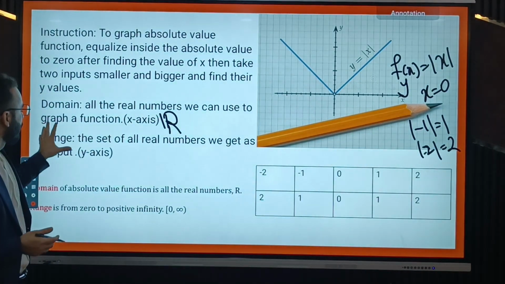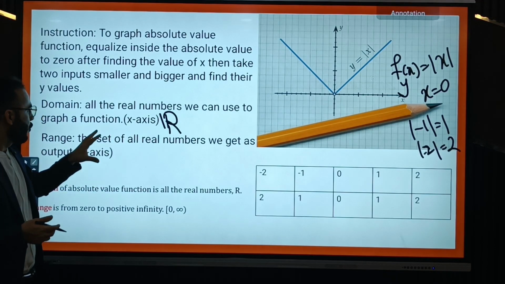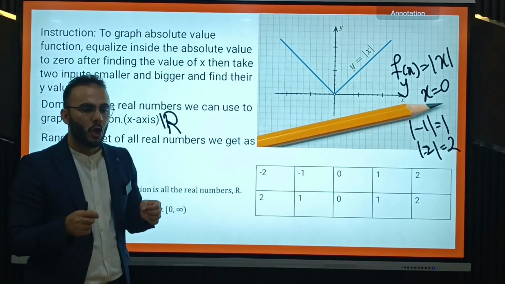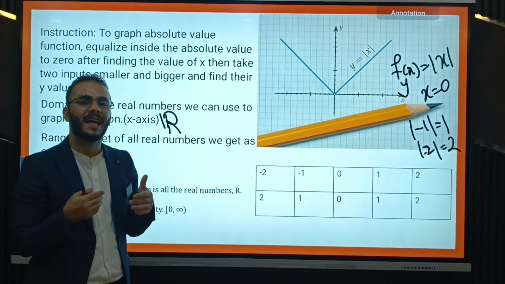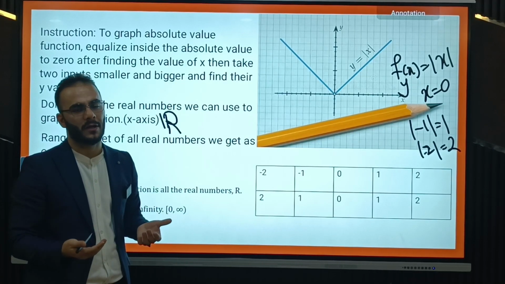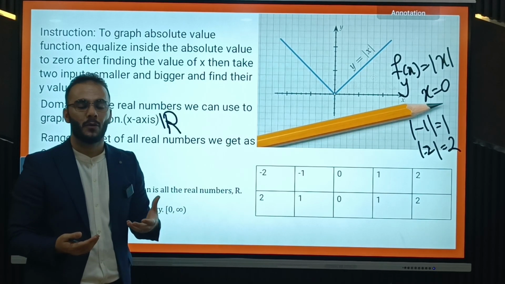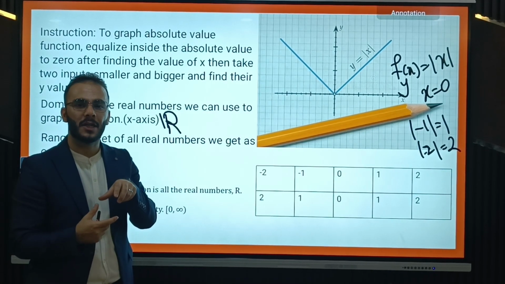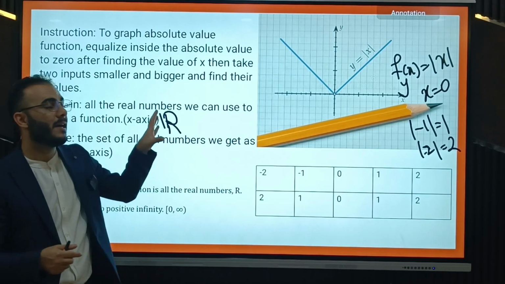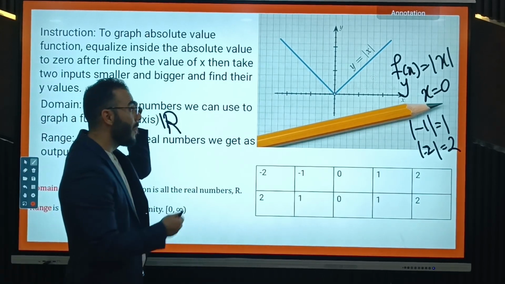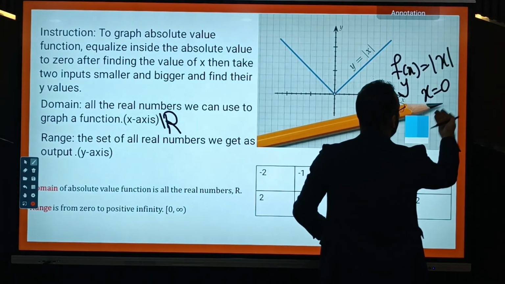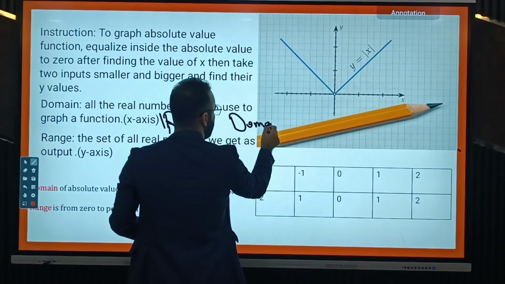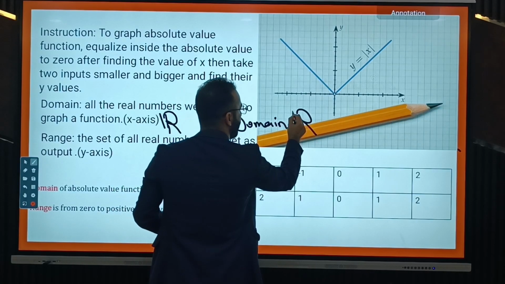How about the range? The range is the set of all real numbers we get as output. That is the definition of range. The set of all the real numbers that we can get as an output in our function. So we are going to count the range on the y-axis, because the y-axis shows the set of the outcomes. Based on the y-axis, we will decide about the range. How about the range of the absolute value function? We said that the domain of the absolute value function is R, all the real numbers.